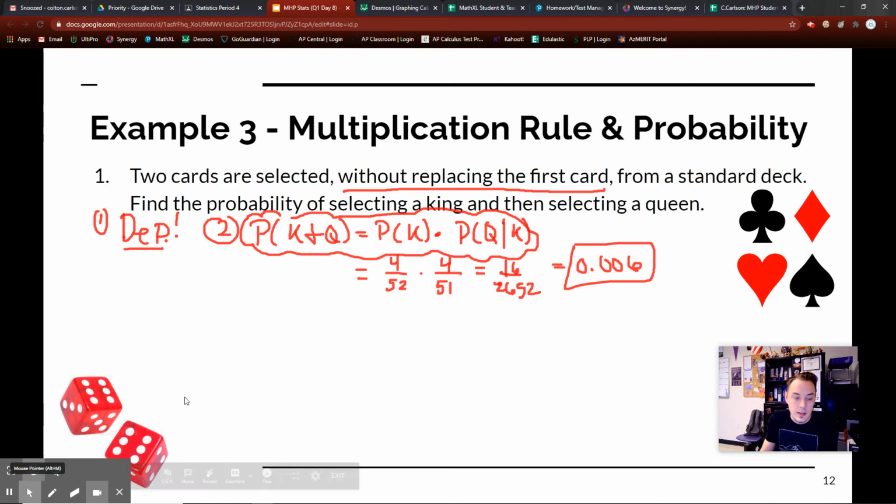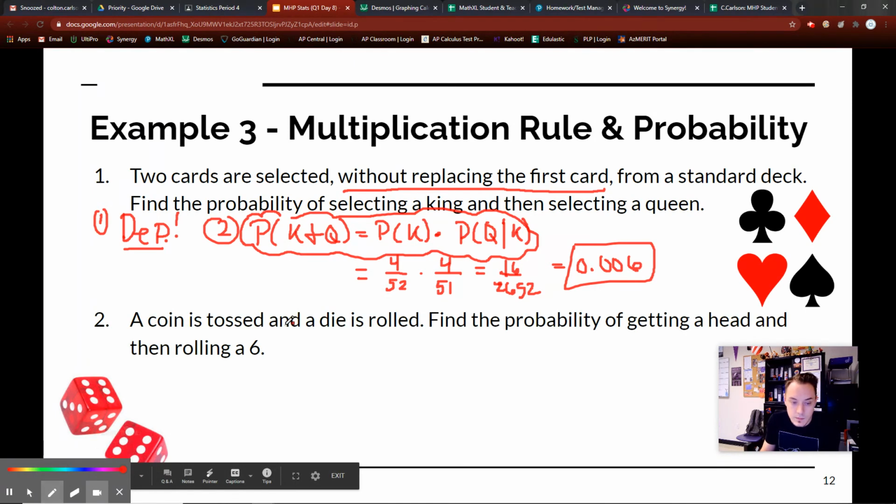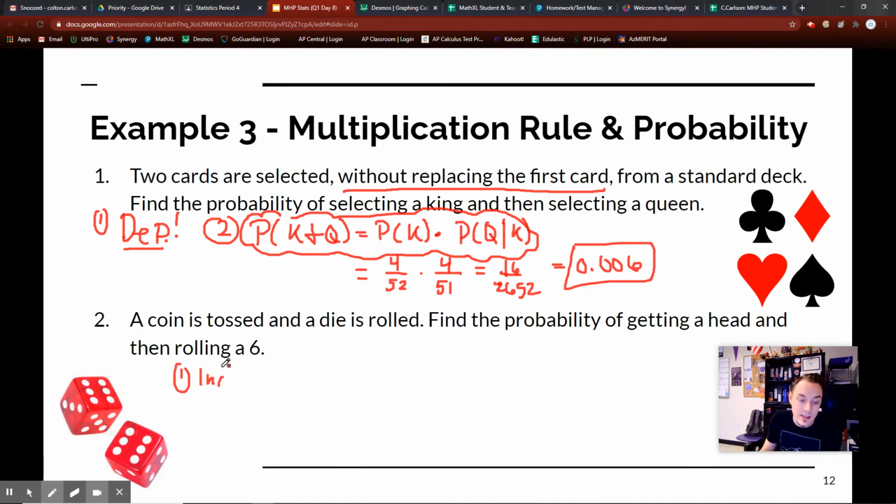Okay? Next one. A coin is tossed and a die is rolled. First off, I'm going to write that this is independent. The reason why it's independent is because a coin toss has nothing to do with the die being rolled. They have no structure to them at all. They have nothing tied to each other. Find the probability of getting a head and then rolling a 6. This equals the probability of getting a head times the probability of a 6.